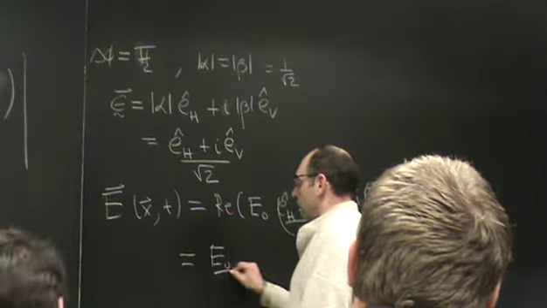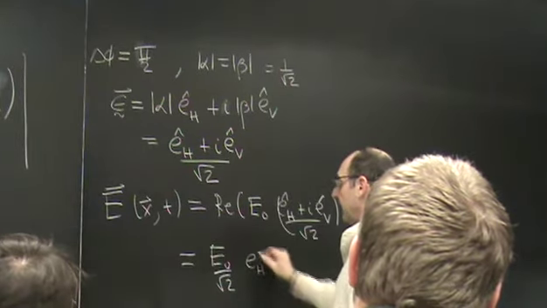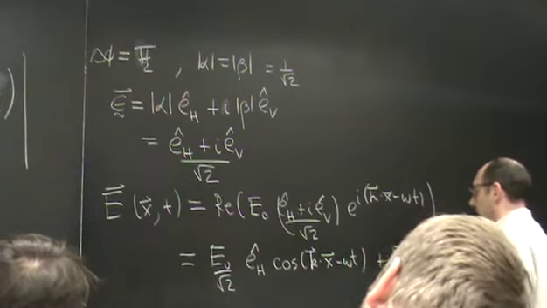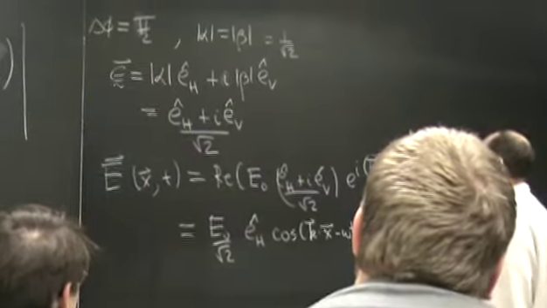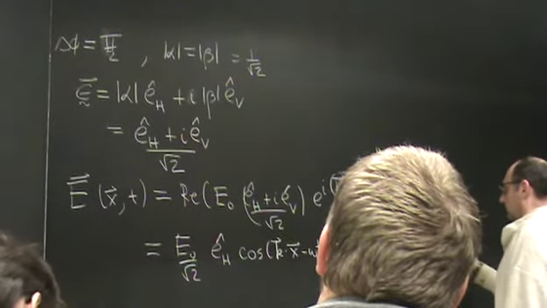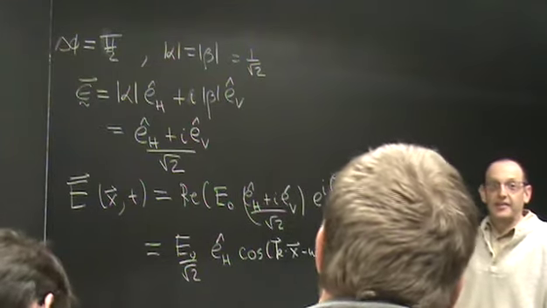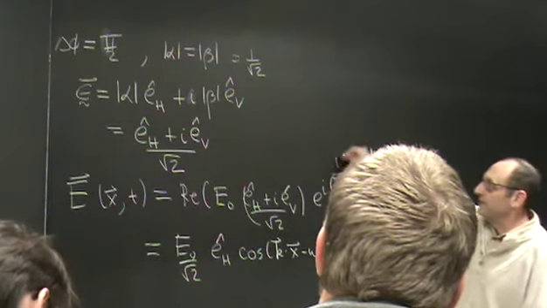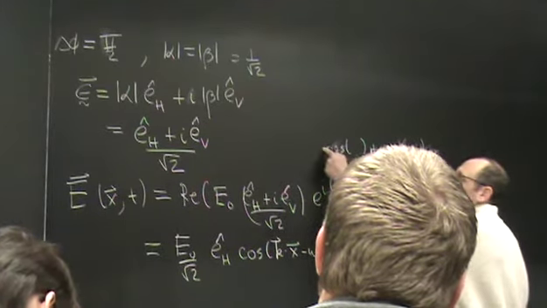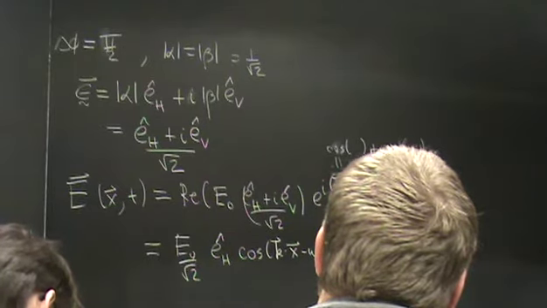Well, I got an E0 over root 2. Then I take the real part of this, which is cosine. So E_H is a real vector, cosine (k dot x minus omega t), plus E0 over root 2 E_V times sine, or minus sine. Everyone agree that this is minus sine? Because the real part of i times e to the i something: e to the i something is cosine of the thing plus i sine of the thing. Multiplied by i, that's minus 1. Take the real part, I get minus 1. Okay?